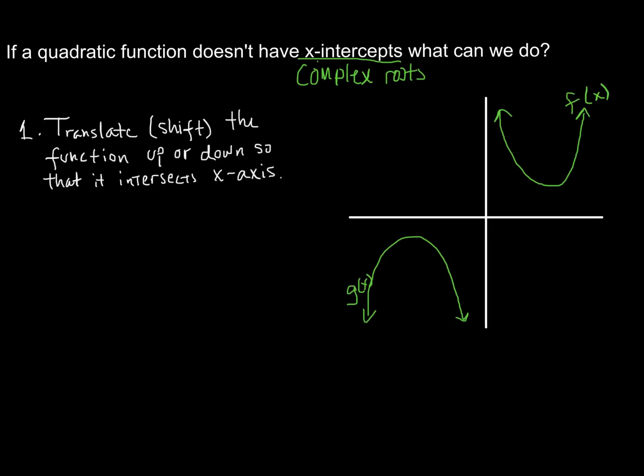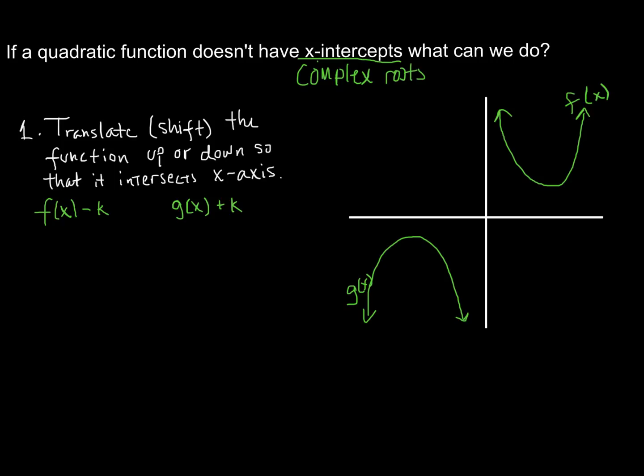Right? And what will that look like? Remember, a translation up or down is where we are influencing the k constant, right? For example, if I were to have f of x, the way I would need to manipulate it is by subtracting some value k. That would shift it down. Or if I were working with the function g of x, I would need to take whatever g of x is and add some k value, right?